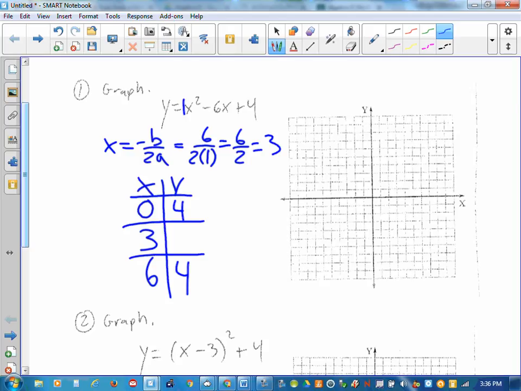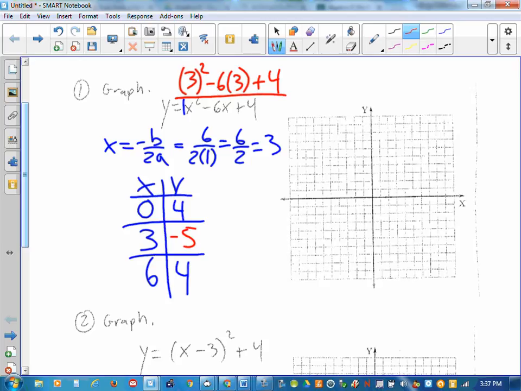So my only real work is to plug in 3. So I'm going to put 3 into the equation. I get 3 squared minus 6 times 3 plus 4. You can use a calculator, figure it out however you want to. It'd be 9 minus 18 is negative 9. Negative 9 plus 4 is negative 5. So all of that answer is negative 5.